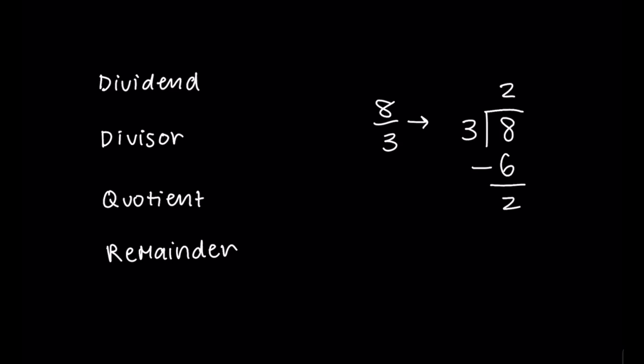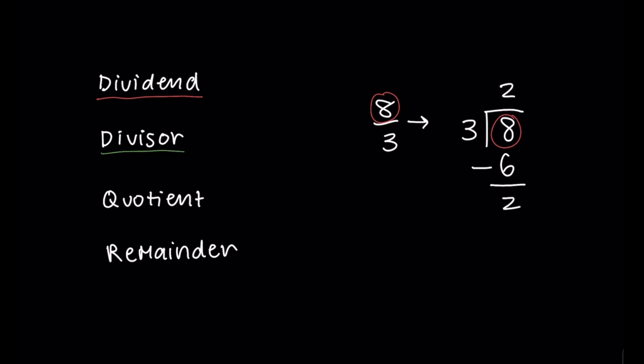Hi everyone, so today we're going over long division. First, some terms. So first we have the dividend. The dividend is the number that is being divided. For 8 divided by 3, 8 is being divided by 3, so 8 is the dividend.